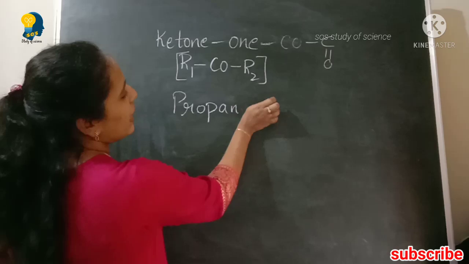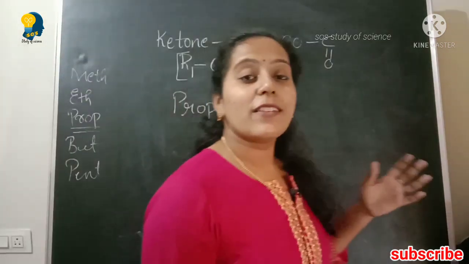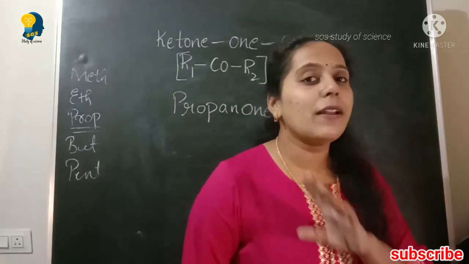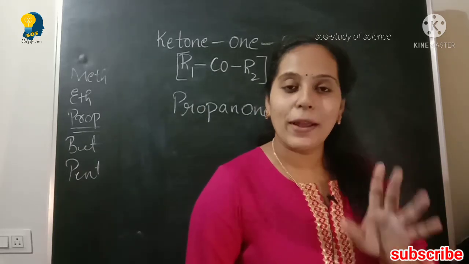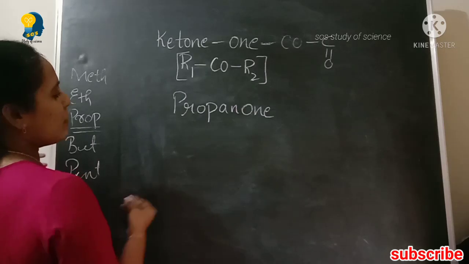Take out E and add ONE, it is propanone. See, propanone is now the first member of the ketones, guys. Very, very importantly, remember, methanol, ethanol is not the first member. Propanone is the first member for the ketones. So let me write the structural formula now.